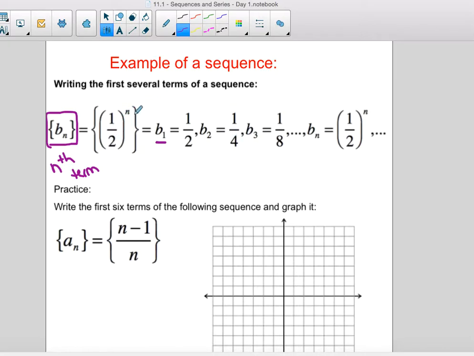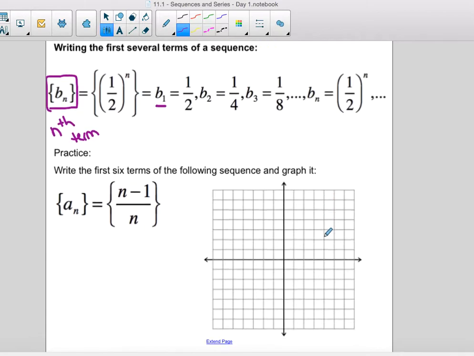The third term if I plugged in 3, the nth term if I plug in n, right? So, just practice here. We're going to write out the first 6 terms of this sequence. The nth term is denoted by this formula, n minus 1 over n. So if I wanted the first term, which would be a sub 1, I would plug in 1. So 1 minus 1, which is 0, over 1, so it's 0, right?